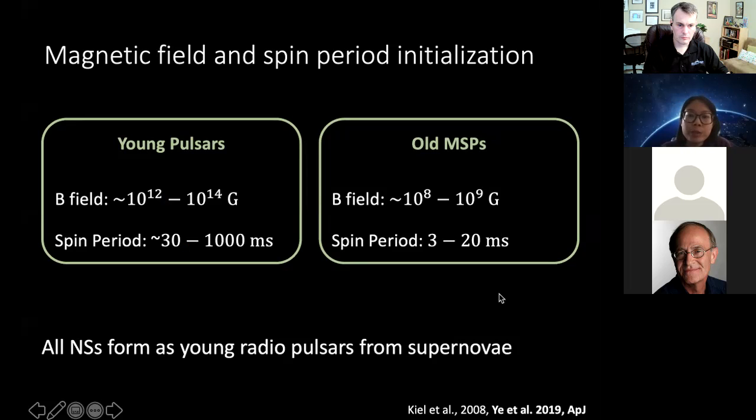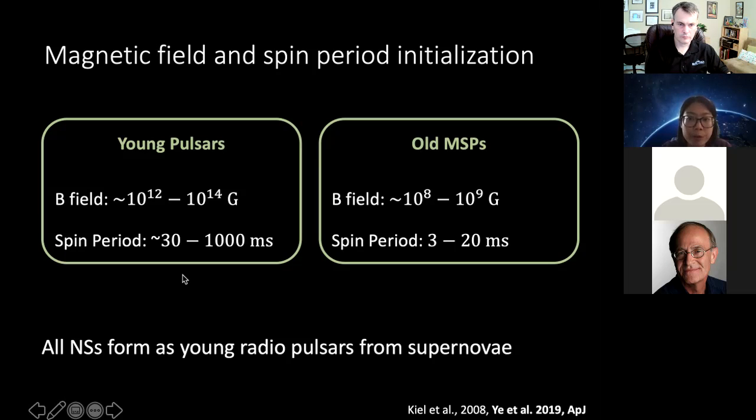And I use simple prescriptions from Kiel et al. to model pulsars in CMC. The initial magnetic fields and spin periods are sampled from Gaussian distributions to match the observed values. So young radio pulsars and millisecond pulsars have different initializations.